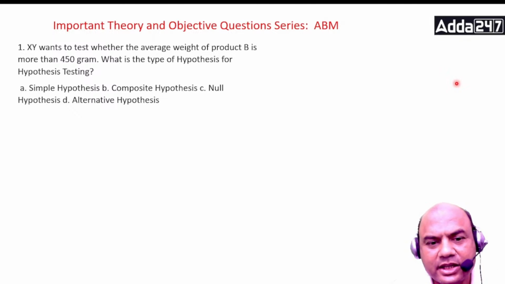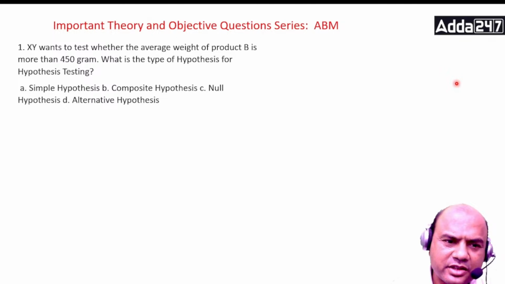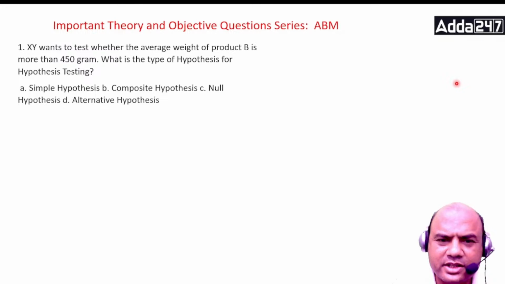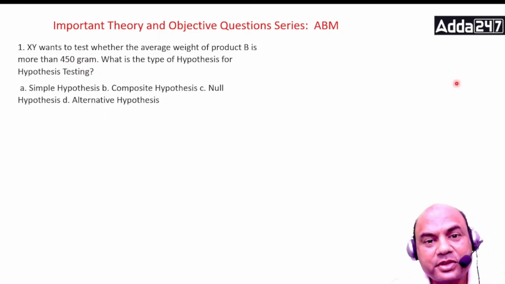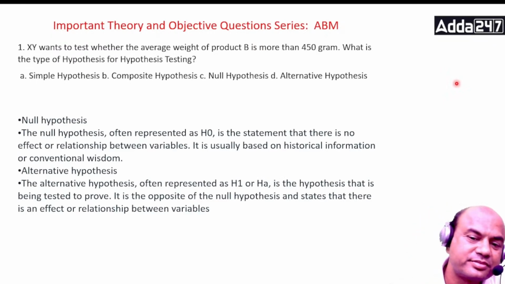Now look at this. Basically you are having only two hypotheses, null and alternative. The option will be between these two only: simple, composite, null and alternative. The option will be between null and alternative. Now you answer this, I'll give you the explanation. Whether it's more than 450 grams. Whenever you have to check more or less like this, you have to use this.